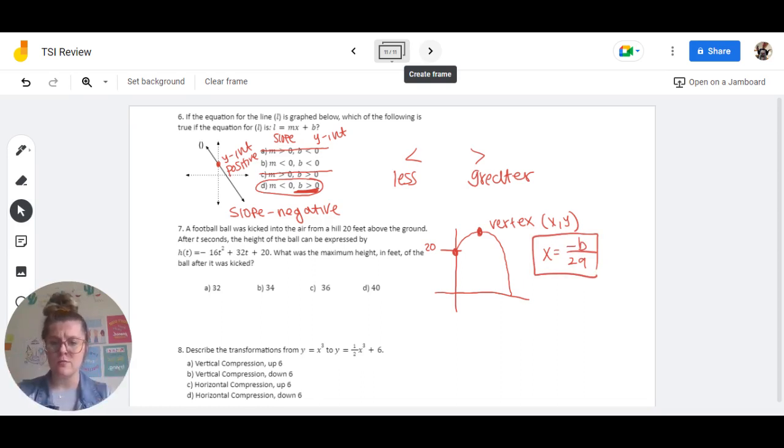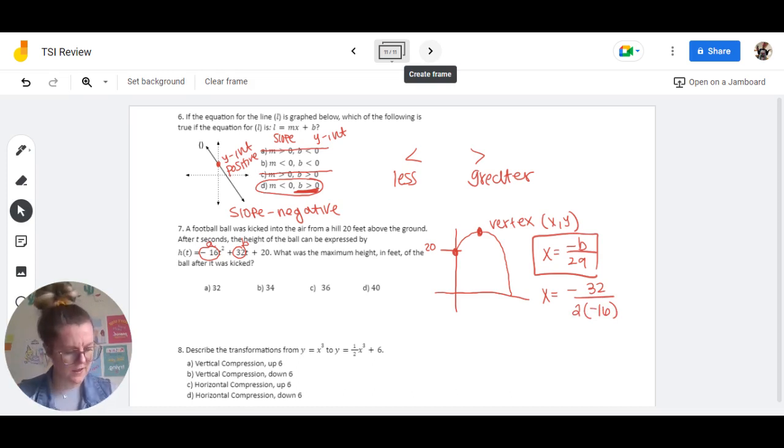Well, now that we have the formula, we need an a and a b. Remember, a is always the value in front of t squared. B is always the value in front of t. We're going to take those and plug it into this formula. X is equal to negative, my b value is 32. On the bottom, here's the 2 from the formula. Here's the a value, negative 16. Remember, we're only taking the numbers. We're not taking the variable t.